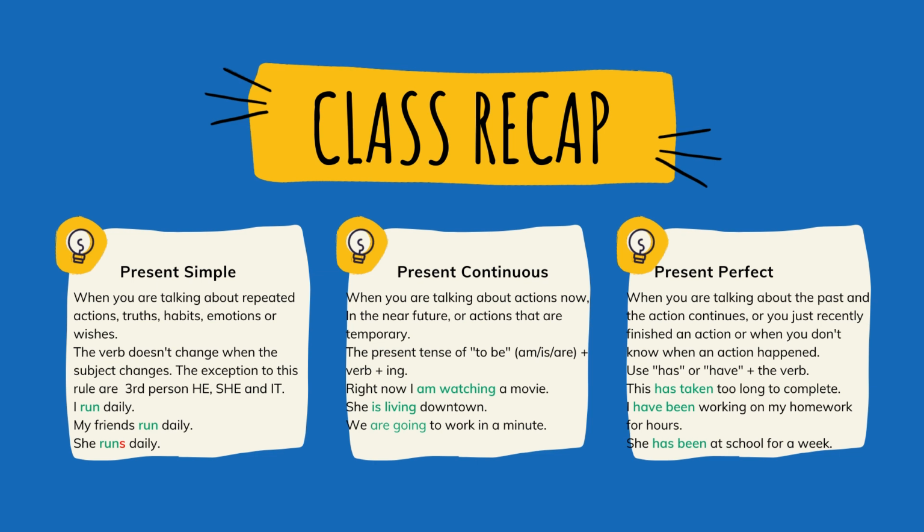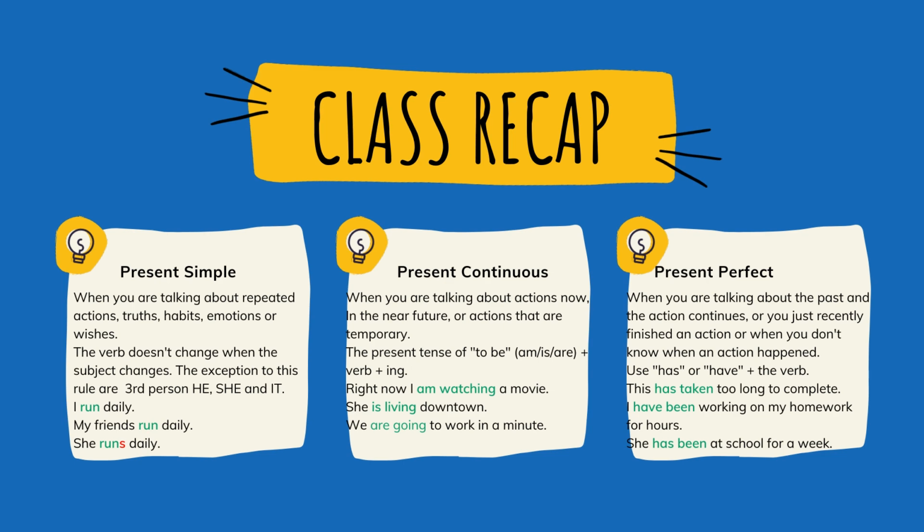Present continuous, when you are talking about actions now, in the near future, or actions that are temporary. Then you use the present tense of the verb to be. I am, she is, you are, and you add a verb plus ing. Examples are right now, I am watching a movie. She is living downtown. We are going to work in a minute.